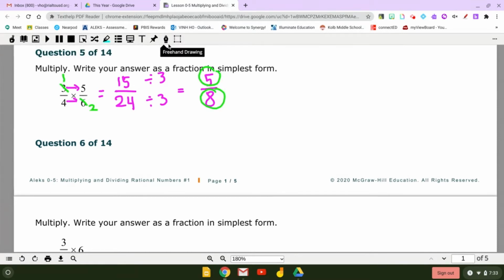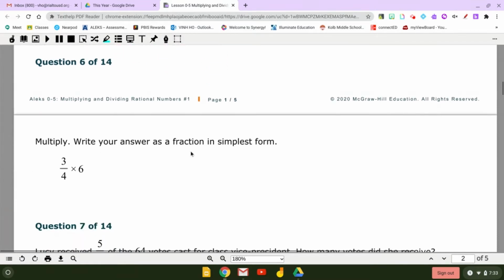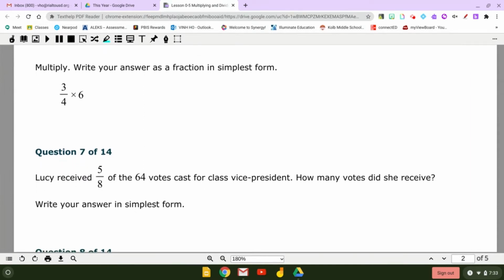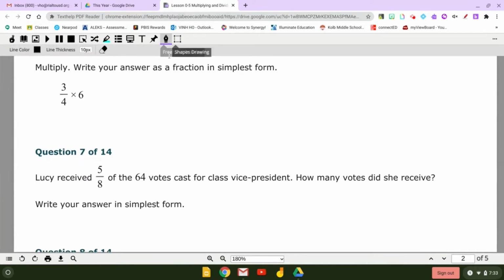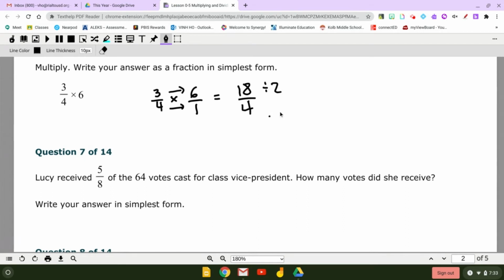All right, we go down to problem number 6. Okay, multiply this. So we already saw this, so I'm going to walk you through quickly. Let's go. 3 over 4 times 6 over 1. We multiply straight across. So that will give you 18 over 4. Then we can reduce it by 2. That will give you 9 over 2. That's it.